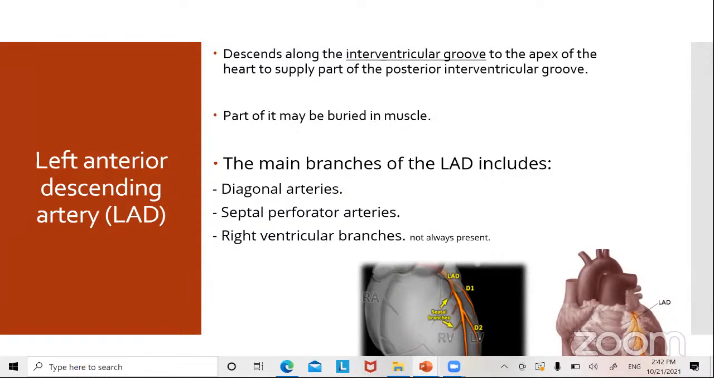The main branches of the LAD include the diagonal arteries, which are usually 2 to 6 in number, and course along and supply the anterolateral wall of the left ventricle. We have the septal perforator arteries, usually 3 to 5 in number, which branch perpendicular to the LAD and supply the anterior 2/3 of the ventricular septum. And the right ventricular branch, which supplies blood to the anterior surface of the right ventricle, but is not always present.